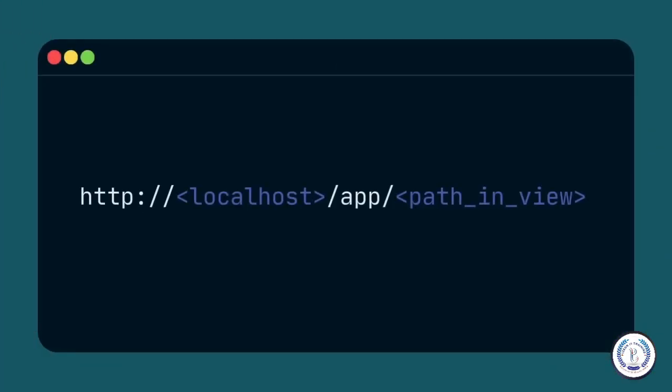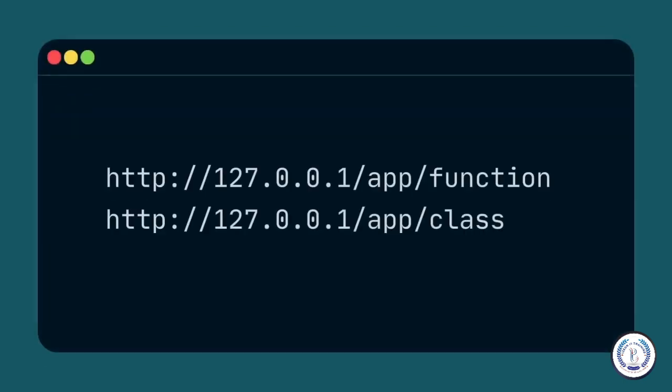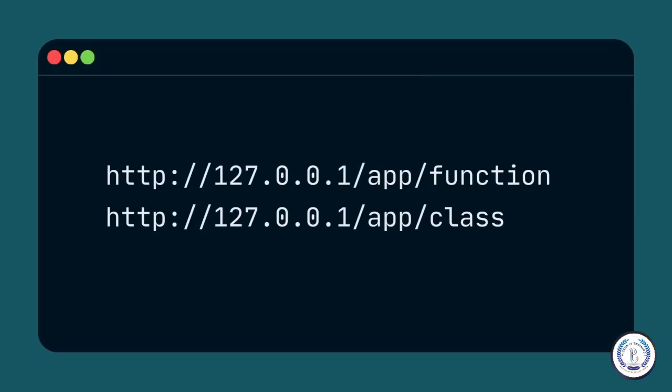So now to access our different views, we can use the following URL, http localhost app, and the path to our view. Localhost is going to be 127.0.0.1, and the path to our view is going to be what we defined in the urls.py file. So for the hello world view, we would go to http localhost app function, and for the hello Ethiopia view, we would go to http localhost app class.